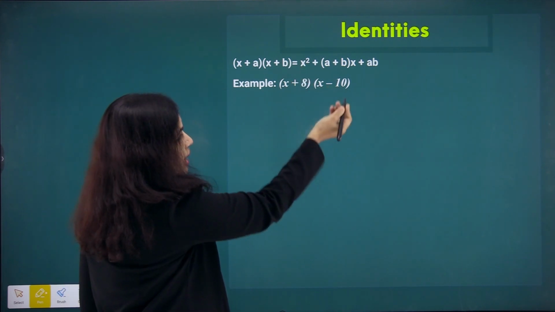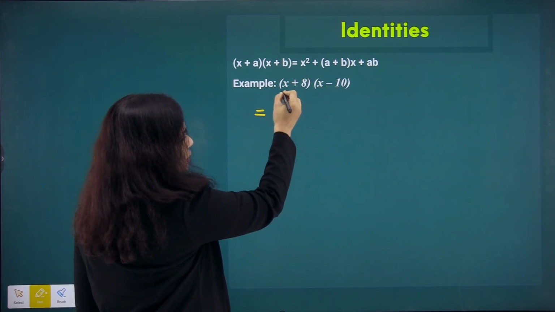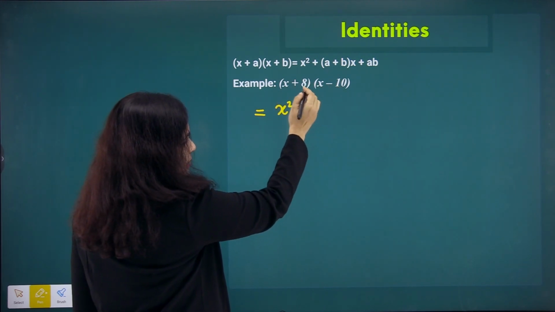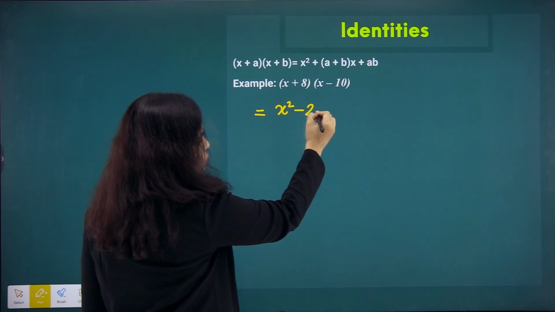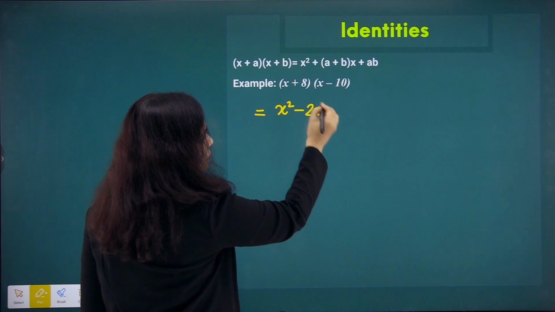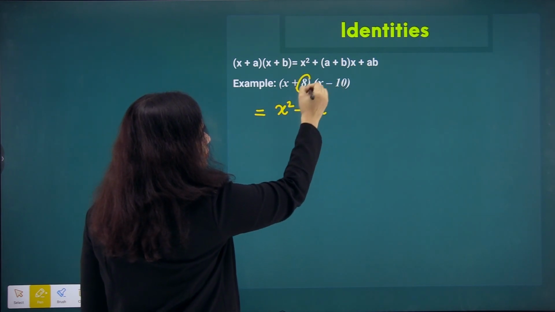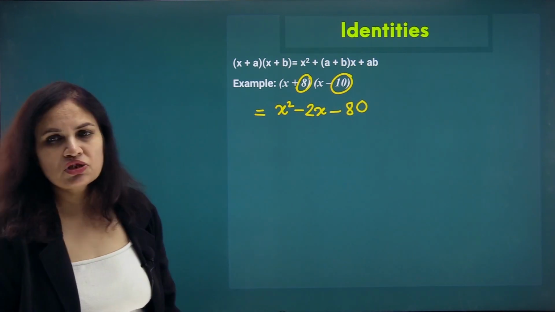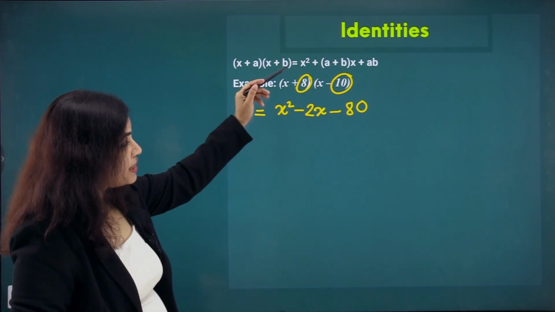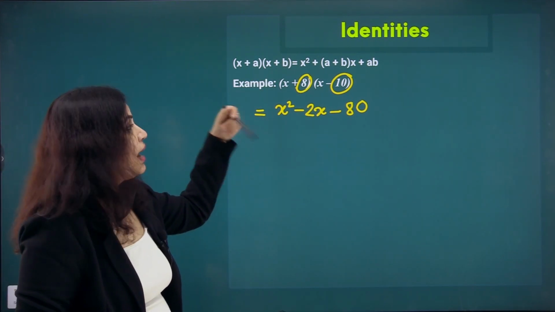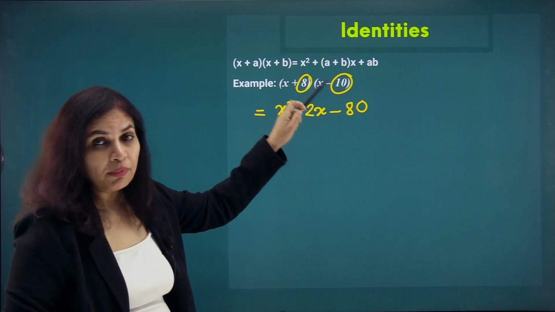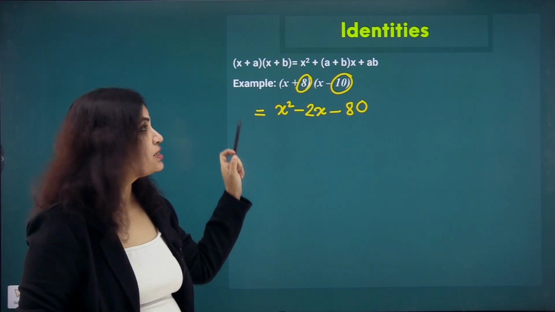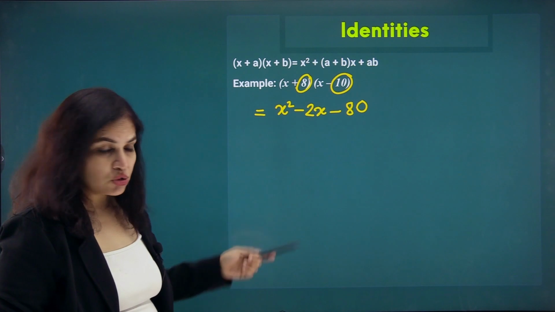So, going by this identity, the answer would be the square of the first term, the sum of the two second terms, 8 minus 10 will give you −2, multiplied with the first term, and the product of this and this, −80. x² − 2x − 80. Since we know this identity, we can complete the question in one step. Had we not known the identity, then we would have to multiply the binomials in 3 steps and then come to our answer. So, this is the use of this fourth identity, (x + a) into (x + b).